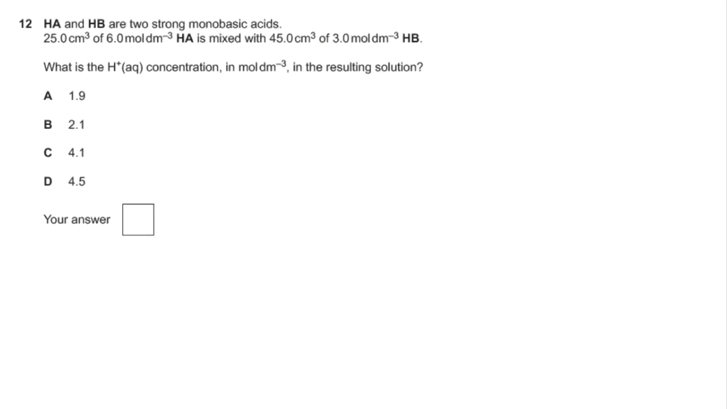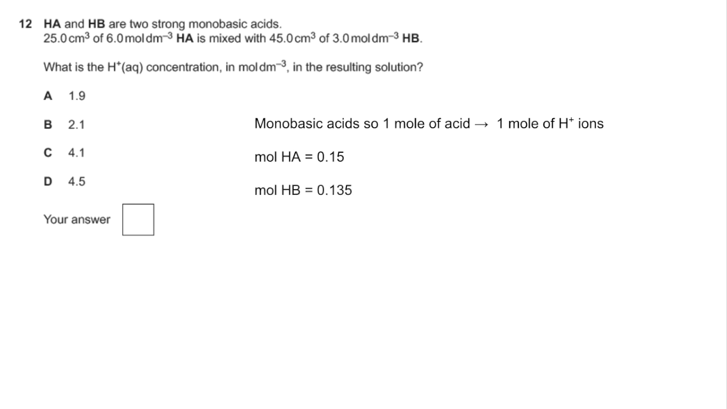Number 12. So the first thing we need to realise is these are monobasic acids, so 1 mole of acid will give us 1 mole of H plus ions. So if we work out the moles of HA, that's concentration times volume, 0.15, moles of HB, 0.135, its concentration times its volume, and so the total moles of H plus ions is just going to be the sum of those two moles. So that's 0.285, but it's in 70 centimetres cubed, so we need to turn that into a concentration, moles over volume, and so it's 4.07, so the answer was C.